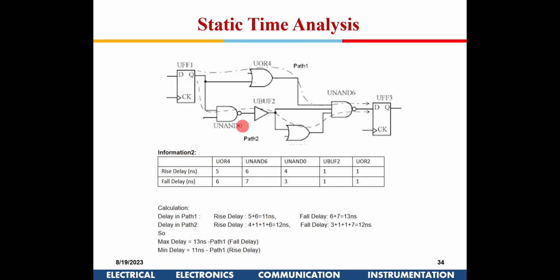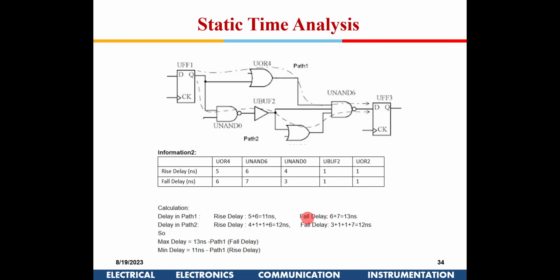Now suppose from the tech library which has been given by the Fab Lab, the rise times and fall times are specified separately for each of these gates. In that case, for each path I compute the rise delay, fall delay, rise delay, fall delay, and then for the setup slack I take the max delay, irrespective of rise and fall.